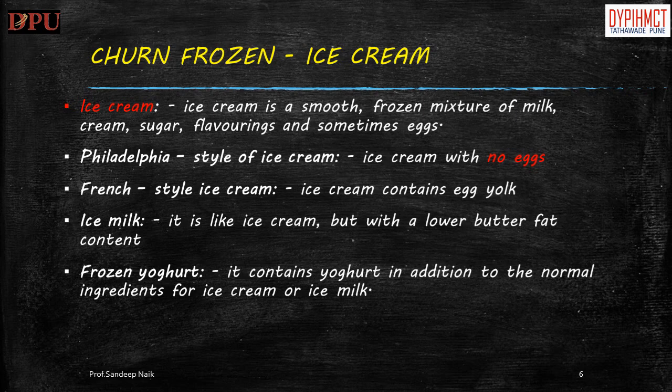2. American, Philadelphia ice cream. Made in the same manner as the above ice cream, but no egg is used. Stabilizer is used instead of eggs. Example, Philadelphia-style vanilla ice cream.